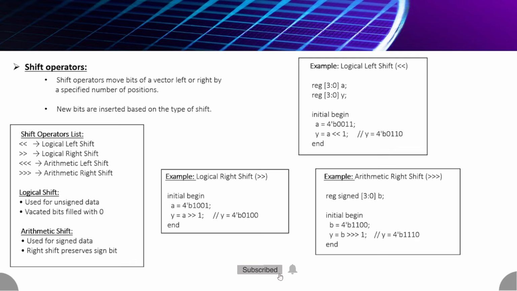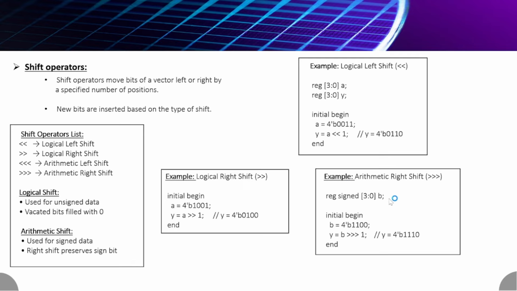In a logical right shift, bits move to the right and the vacated left bits are filled with 0. For example, here we can see A equals 4'b1001. A right shift 1 gives 4'b0100. Now let's look at the arithmetic shift operations.